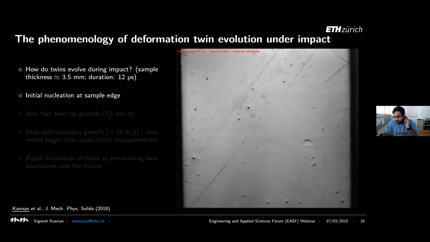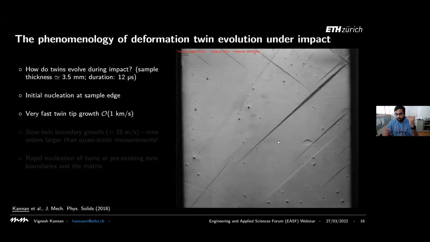The next thing you would notice is that there was very fast twin tip growth. So this is the deformation twin that nucleated, and it propagates really fast. We were talking about something of the order of 1 kilometer per second. The twin tip propagated at about 1 kilometer per second, the first twins, and the boundaries were propagating at about 35 meters per second. So three orders of magnitude slower than the twin tip. But if you remember from the slower experiments, 9 orders of magnitude faster than what the other authors were observing with the in situ quasi-static experiments.